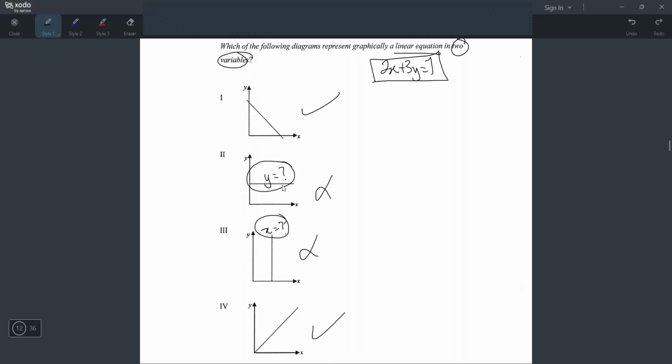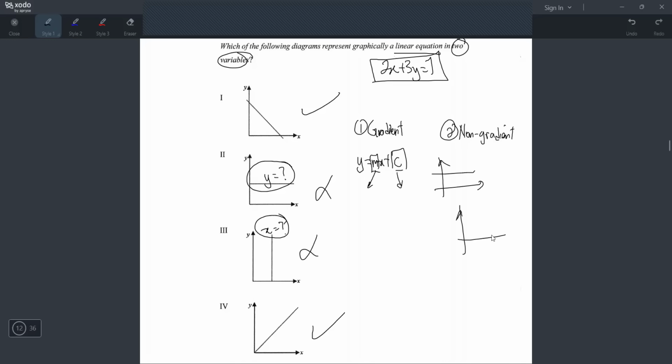But I want to explain why. How do I know that these two lines have one variable? This is how I teach my own students. Straight lines come in two types. The first type, we call it gradient line. And when it's a gradient line, the equation will look like this: y equals mx plus c. You have to find out the m and c. The m represents gradient, the c represents y-intercept. Right? The second type of line is non-gradient line. When it's a non-gradient line, the line will either look like this, or it will look like this.